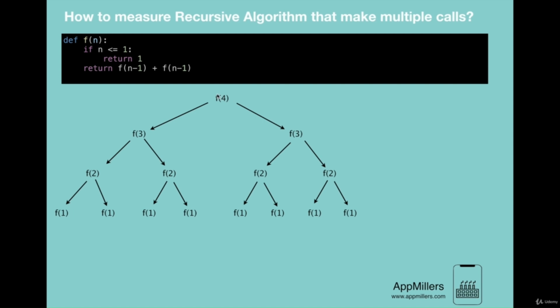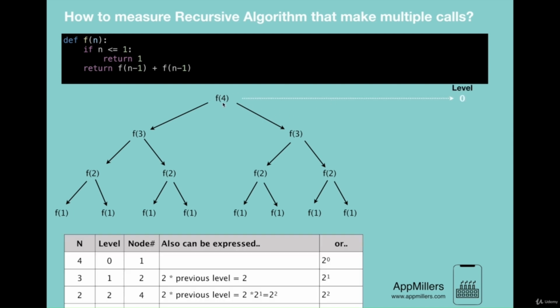So at level 0, we have only one node. Then we continue to level 1. Here we have two nodes. Then at level 2, we have 4 nodes. Then at level 3, we have 8 nodes, which means that we can express each level as 2 to the power of the level, as you see in this table. So if we sum up these levels, we will get 15, which is the number of calls we counted over here.